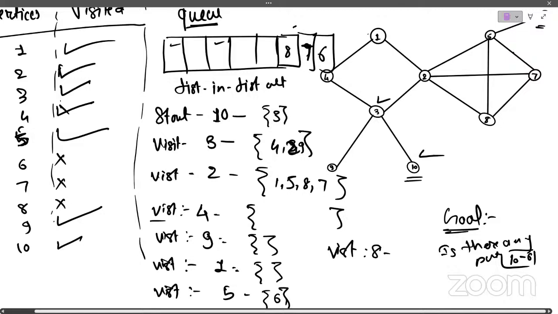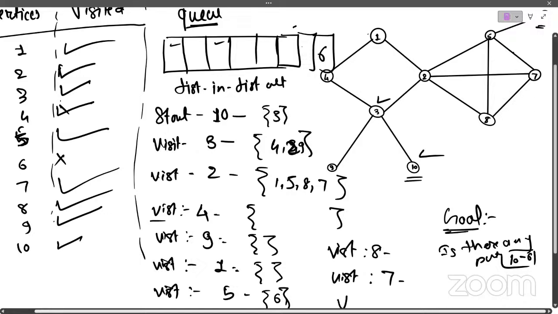So 8 again won't give me anything new because 7 is listed and 2 is visited. So again I'll take it to be true and remove it from my queue. Now the next member is 7. So 7 also won't give me anything new. So I'll take it to be true and remove it from the queue. Okay, and at the end I will visit 6. So 6 also won't give anything. So my queue is empty and all my members are visited.